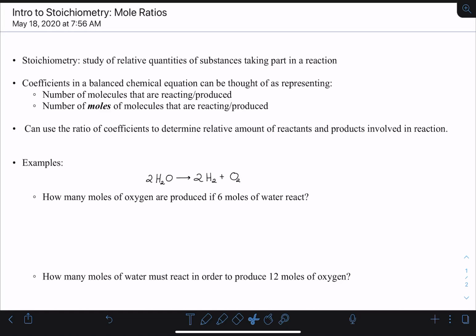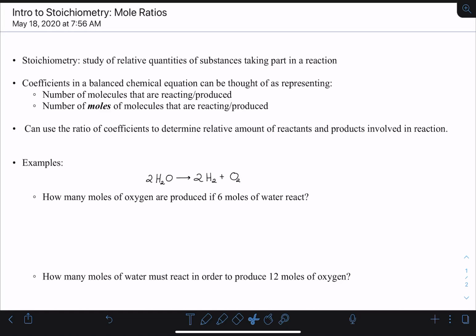So today we'll be beginning our discussion of stoichiometry, which is the study of relative quantities or amounts of substances taking part in a reaction. So the study of stoichiometry allows you to predict how much product you're going to make from a given amount of reactant, or if you need a certain amount of product, you can figure out how much reactant you need to start with in order to get that.